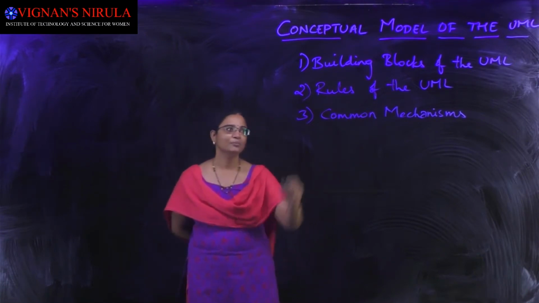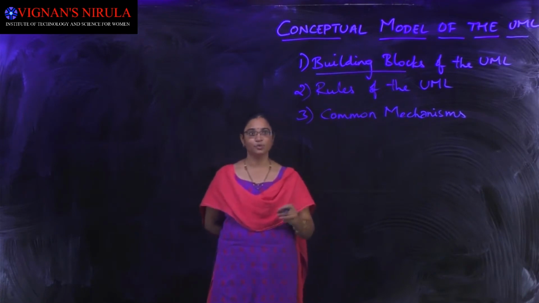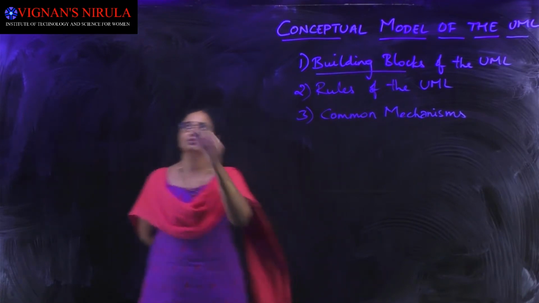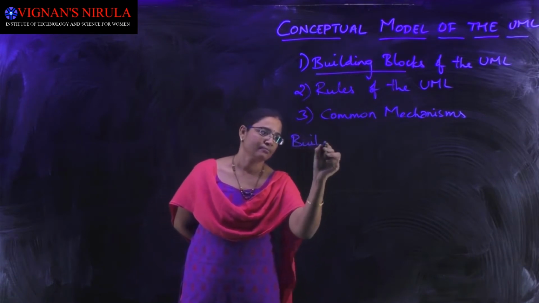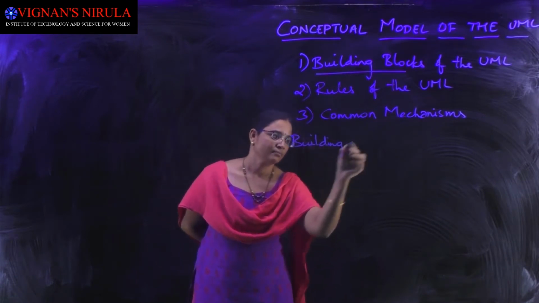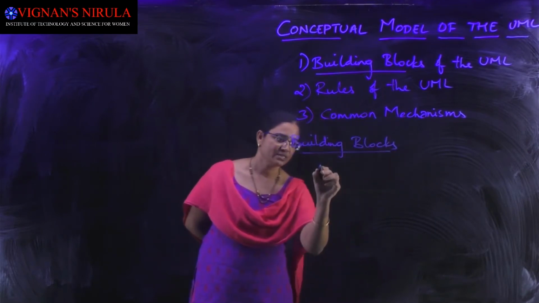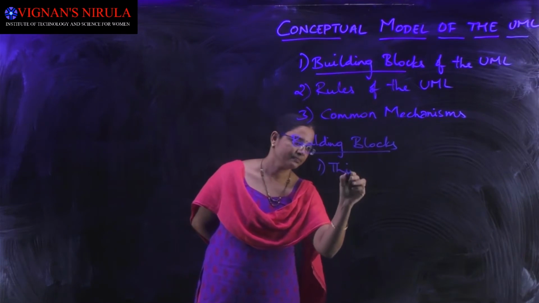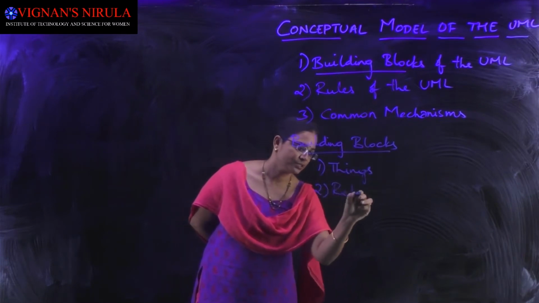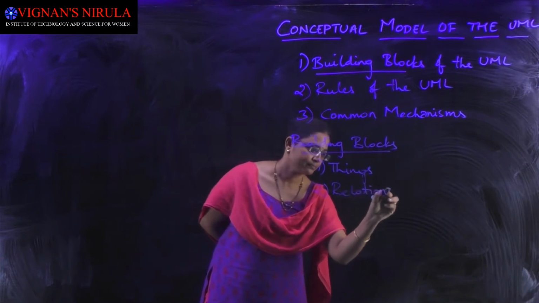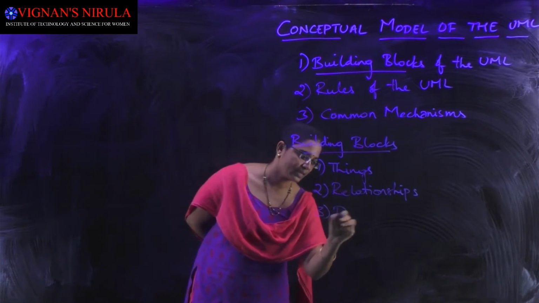Coming to the building blocks of the UML. The building blocks of the UML consist of three more things. First one is things. Second one is relationships. And third one is diagrams.